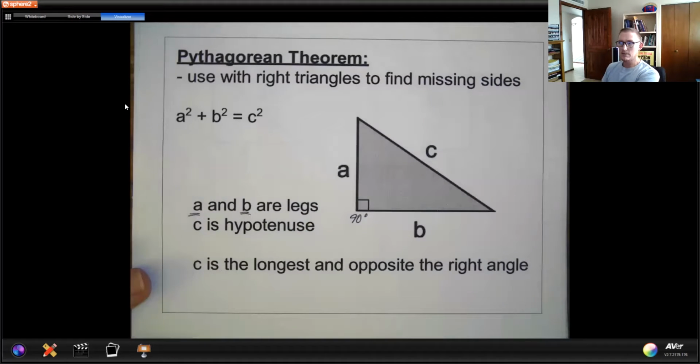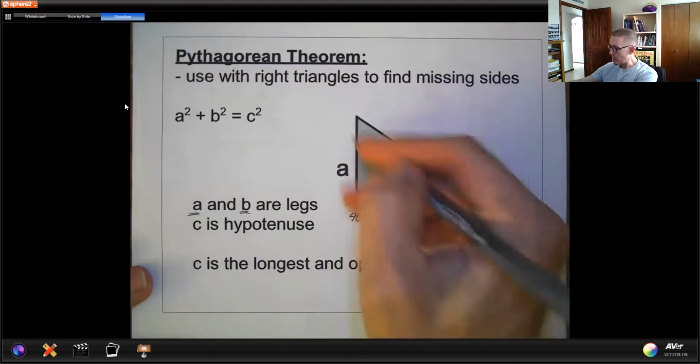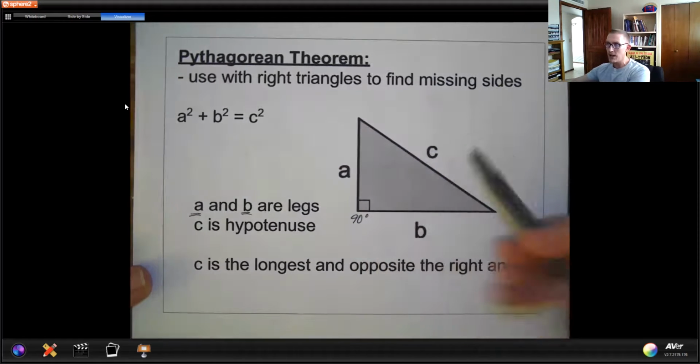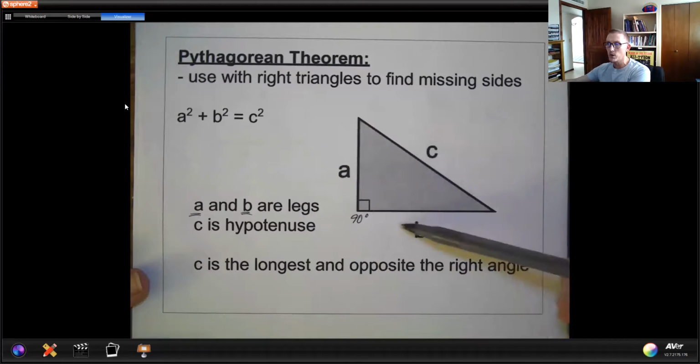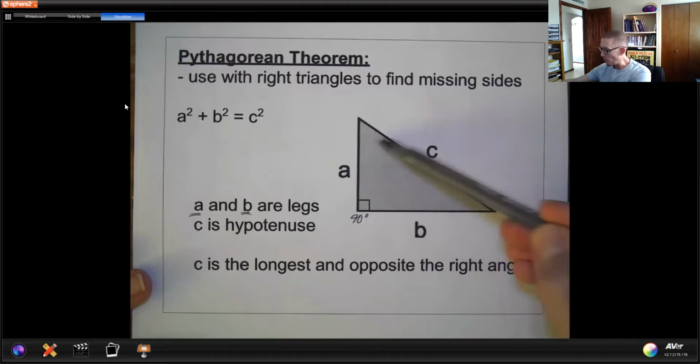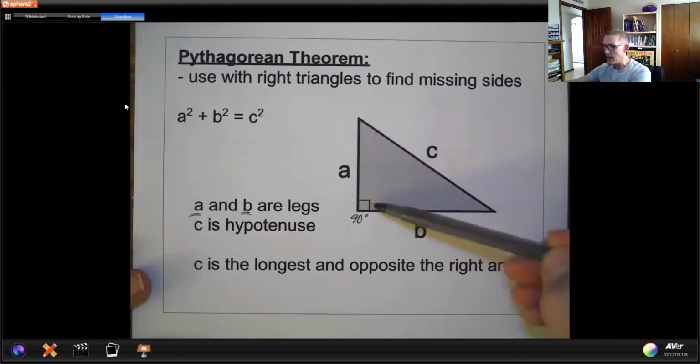are the legs. They're the 2 sides that make the 90-degree angle. It doesn't matter the order of which one is A and which one is B, but they're always the 2 legs that make the 90-degree angle.